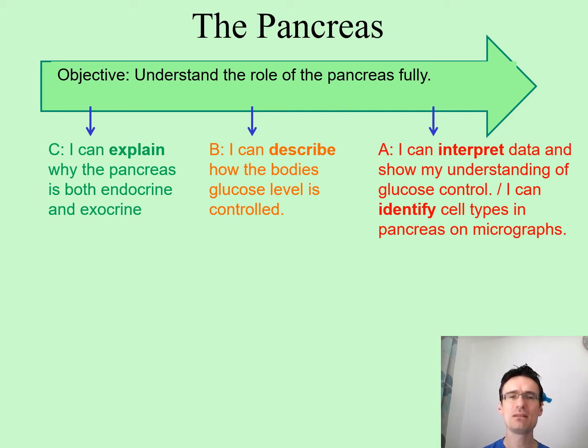Mr Phillips. Today we're going to be looking at the control of blood glucose concentration, which is obviously mainly controlled in the pancreas. And it's the pancreas that detects the change in blood glucose concentration. It's nothing to do with the brain. So let's have a look then.